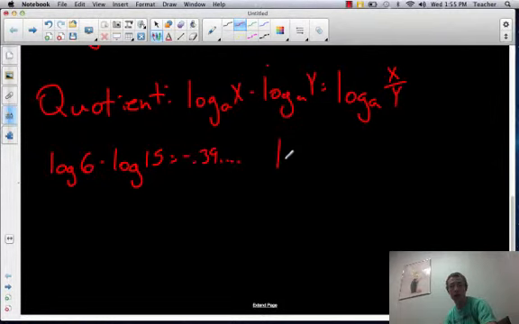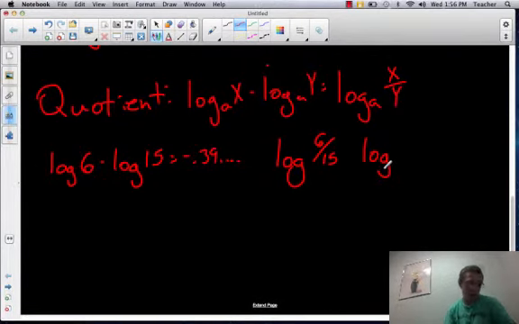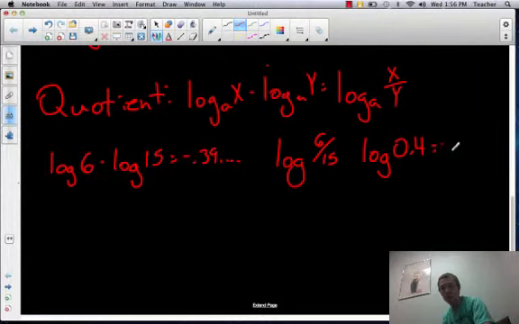But if we were to simplify this, just as our solution here says, we could take log of 6 over 15, which simplifies to log of 0.4. Now this ends up equaling the exact same answer, negative 0.39 rounded. So for the quotient property, if you ever have a subtraction, you just want to put the first number above the second number and divide it out to make a simple equation.